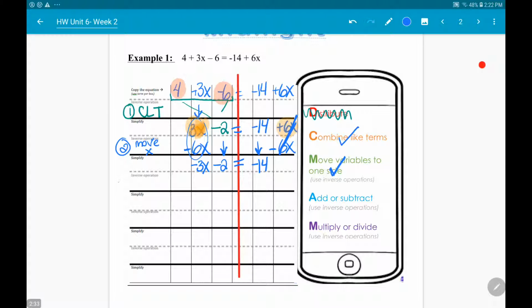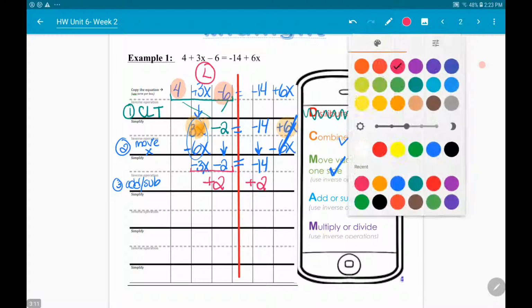Next step is add or subtract. So I add or subtract my number without the variable. So I'm looking on my left side. Which is my number without the variable on my left side? It is -2. So that's what I'm going to move. But when I move it, I need to use my inverse. And what is the inverse of this? It is +2.